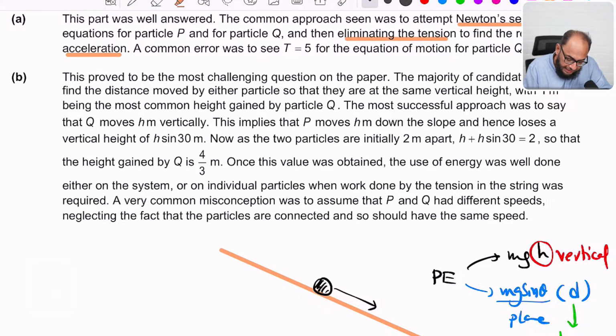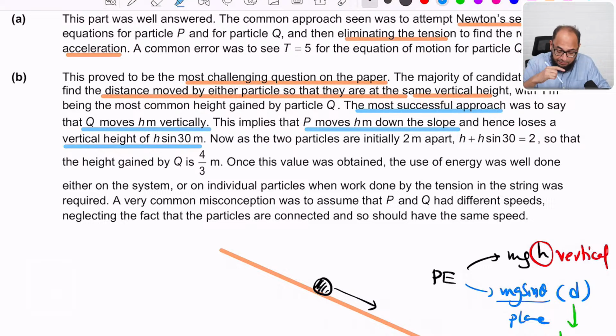Now over here, this proved to be the most challenging question of the paper. I would say it's one of the most challenging, one of the top 5 of M1 that ever came. The majority of candidates could not find the distance moved by either particle so that they are all at the same vertical height, with 1 meter being the most common height. They just assume this is 1 meter, this is 1 meter, never ever go ahead with assumptions. The most successful approach was to say that Q moves h meters vertically. This implies that P moves h meters down the slope and hence loses a vertical height of h sine 30. It's the same thing.